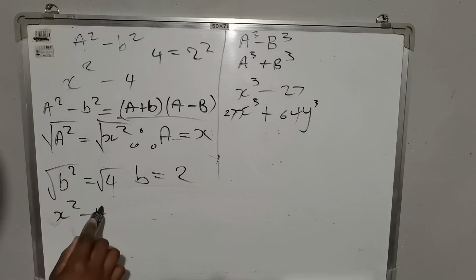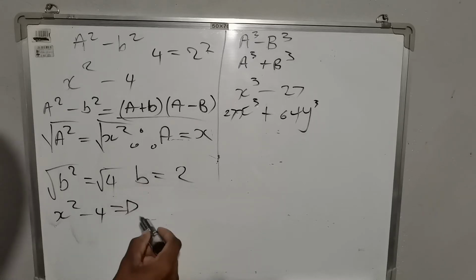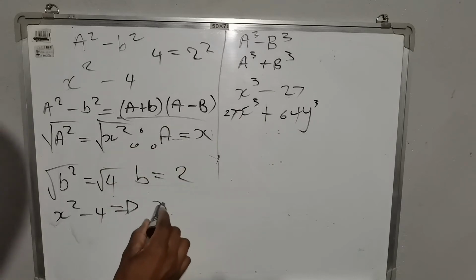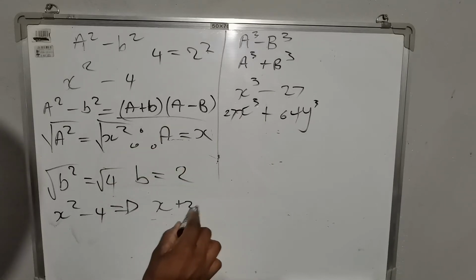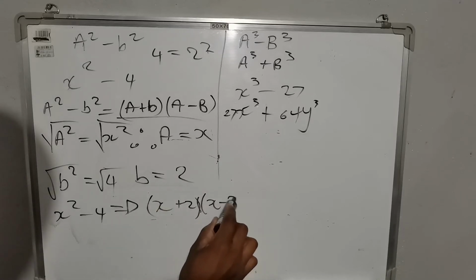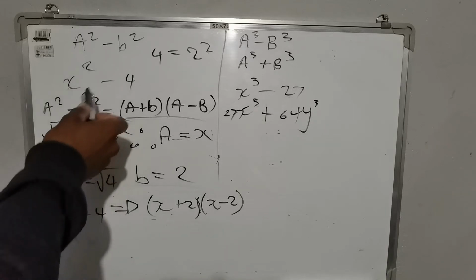x squared minus 4 would be equal to a is x, plus 2, and x minus 2. So that's how easy it is to solve equations using the difference of squares. It will not always be easy like this.